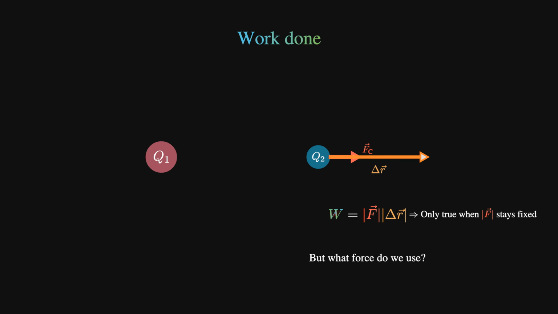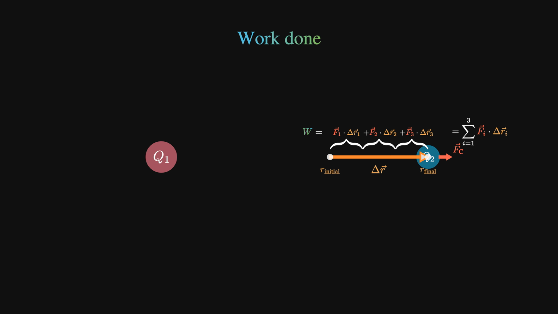We can get around this by dividing our path into smaller segments. If we do this, we can say that the total work done by the field is just the sum of each chunk of work done while moving the charge over each small segment. It is also equivalent to the area under a plot of the force against displacement. Here I have plotted the size of the Coulomb force as we move away from Q1.